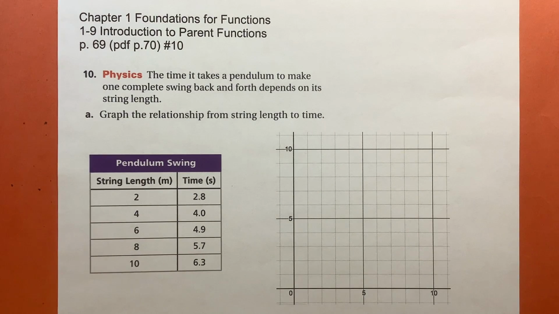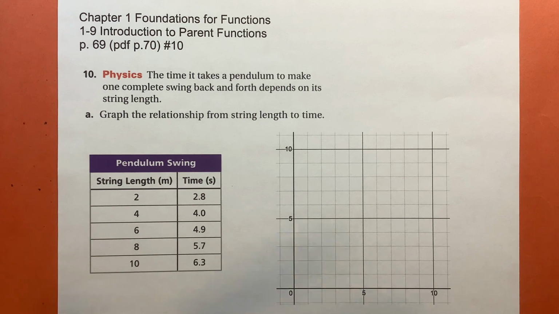Hello, one more time. We're in Chapter 1, Section 9, Introduction to Parent Functions. And this time we're doing problem number 10, which is the application problem. All right. So a pendulum is a weight at the end of an arm or a string. And as you pull it to the side, gravity pulls it down and it swings back and forth.